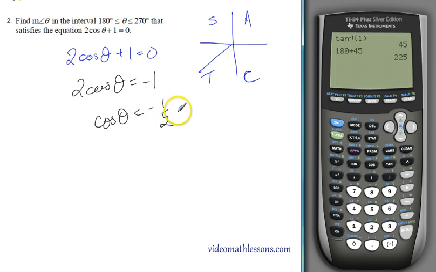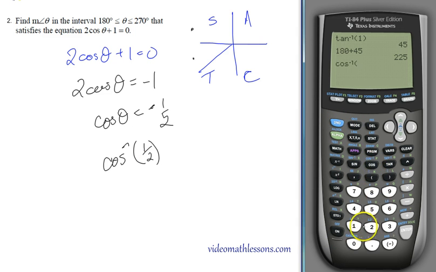Now I'm going to do second cosine of positive half. I'm not using a negative. This negative just tells me the neighborhood. It tells me I'm going to be in quadrant 2 or 3. That's what the negative tells me. The half is actually going to tell me what the reference angle is. So if you don't know it off the top of your head, you're going to press second cosine, 1 divided by 2, or you could just punch in 0.5.